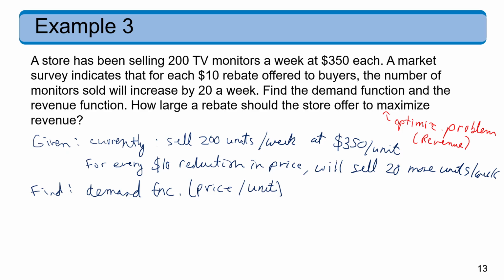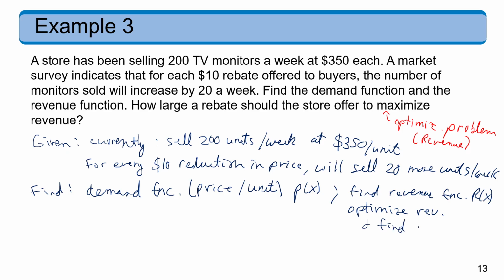And then also, we'll call that P of X, right? And then we also want to find the revenue function, which we call R of X. And then the last question is, the next thing we need to do is optimize the revenue function. And actually optimize means the maximum. And the final question is, they're asking for the rebate. So find the optimal amount of the rebate.